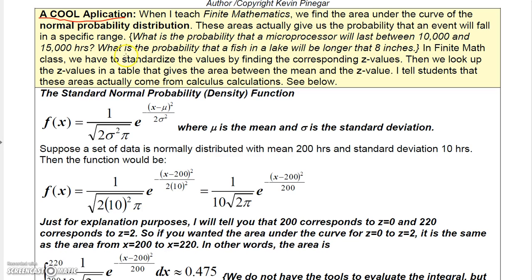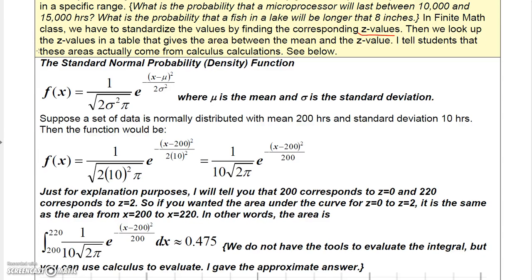So in finite math, we have to standardize the value by finding corresponding z-values. Then we look up these z-values in a table, and guess what? This table gives the area between the mean and the z-value. I tell students that these areas actually come from calculus applications. So let me just show you this. The standard normal probability density function, which you don't have to know, but I'm just going to show you because it's kind of complicated.